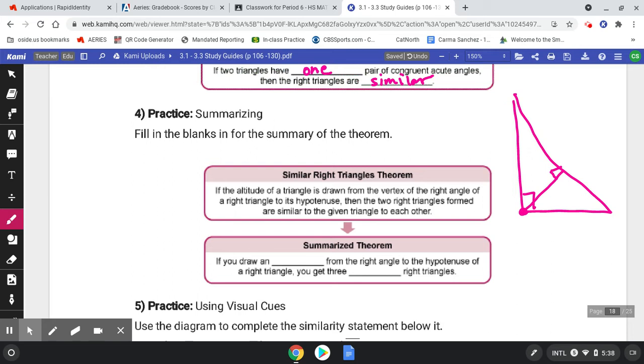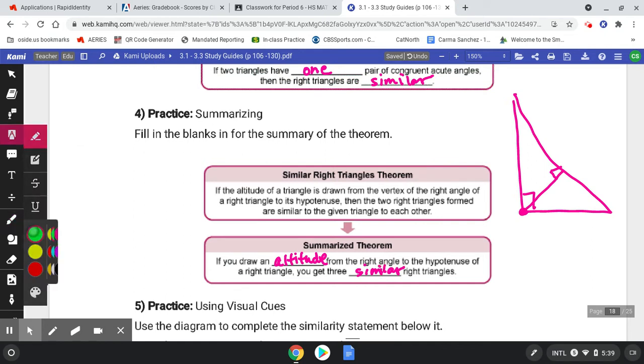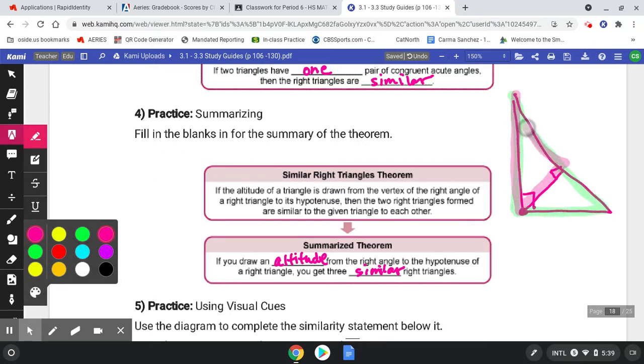Interesting fact. So if you draw an altitude from the right angle to the hypotenuse of the right triangle, then you get 3 similar right triangles. So what are the 3? It would be this big triangle is similar to this right triangle that was formed, and those are similar also to this right triangle that was formed. So those are the 3 that they're talking about.